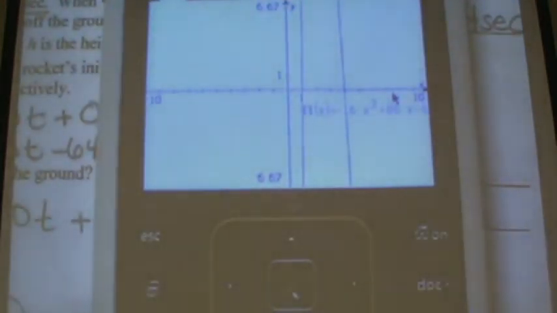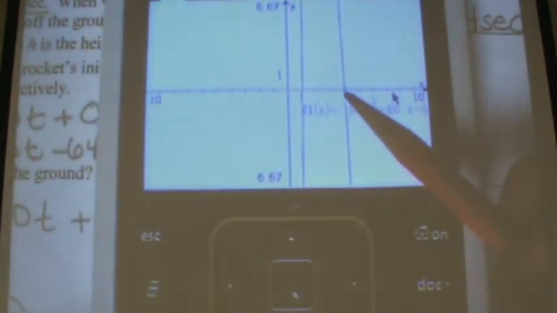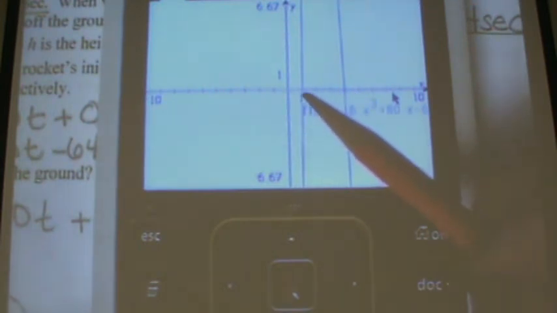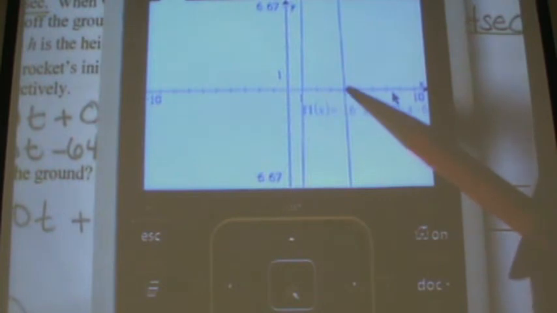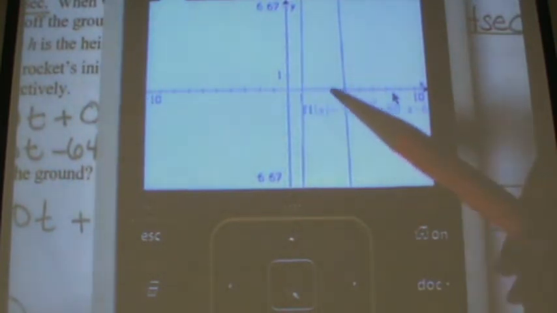And there you go. These are the times where it's going to reach 64 feet, here and here. This ends up being 1 second, and this ends up being 4 seconds. How do you know for sure? You're going to hit Menu, Analyze Graph, 0, and so this answer is 1, and then if you keep going, you'll get the other answer, which is 4.